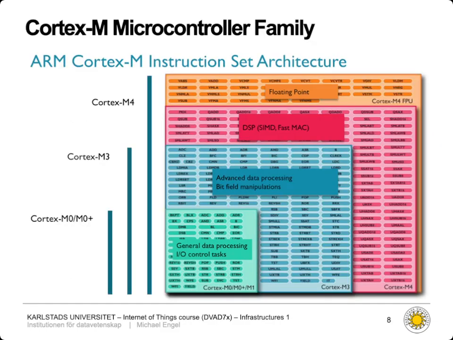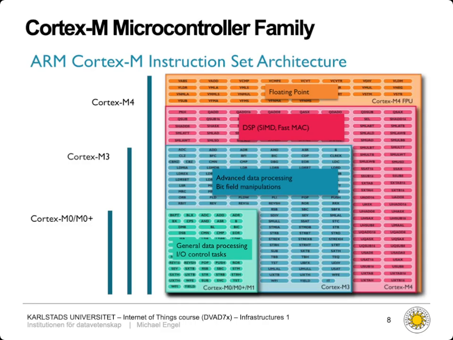So here's a picture from the ARM documentation, and you can see that you can actually have an upwards compatible family of processor cores here. So the smallest one is the Cortex M0 or M0 Plus. This is the green one here, which is usually good enough for general data processing and I/O control tasks, which do not require a lot of complex computations or floating point computations. The Cortex M3 can do advanced data processing, so it's a bit faster due to its internal structure, and it also has additional features for bit field manipulation. So if you do a lot of things on individual bits in words, the M3 might be quite a bit more performant here.